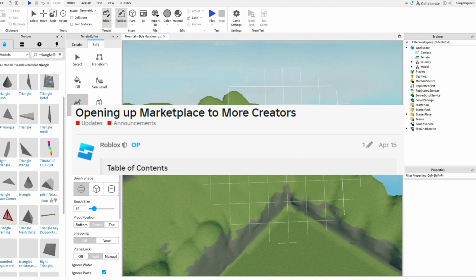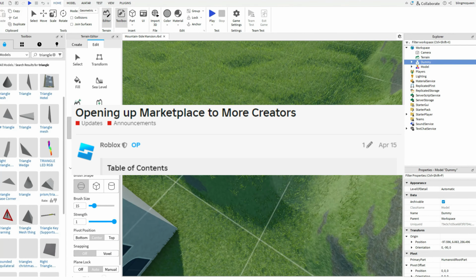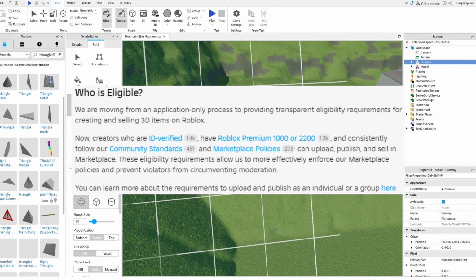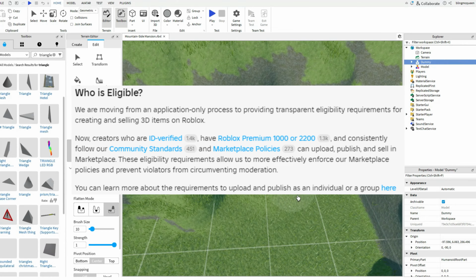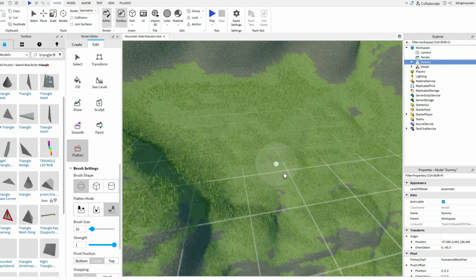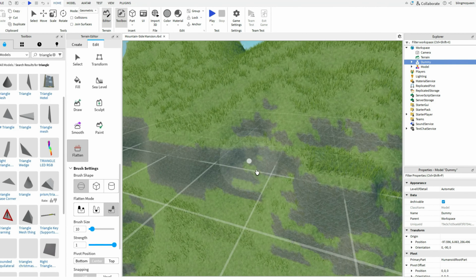This announcement was brought to us via a dev forum post titled "Opening Up Marketplace to More Creators." Instead of needing to go through an application process like before, now you just need to be ID verified, have Roblox Premium 1000 or 2200, and follow the community and marketplace policies. Now, if you remember, Roblox kept the UGC feature locked away for a few years because they weren't sure how to address things like copyright infringement.